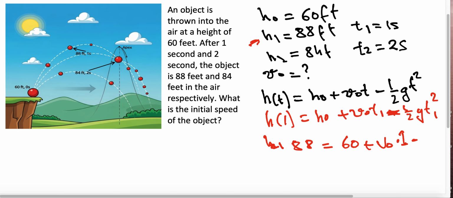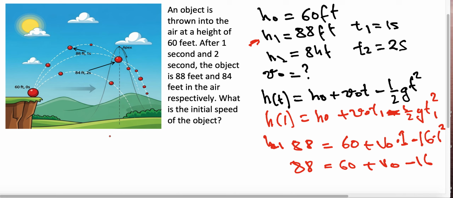But if we want this to convert in the feet, it would be here 32 feet. But divided by 2 is minus 16. And t here is 1 second. t1 is 1 second, square is time 1 second square. So 88 is equal with 60 plus v0 minus 16.